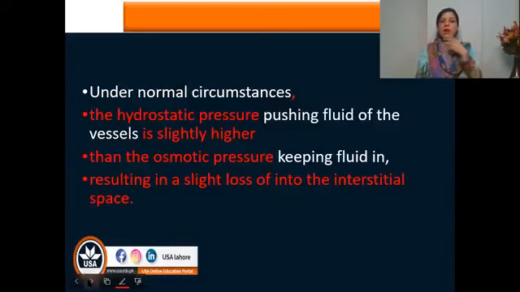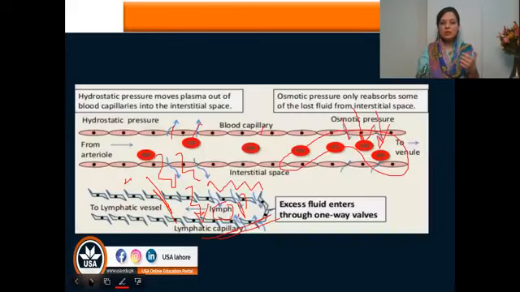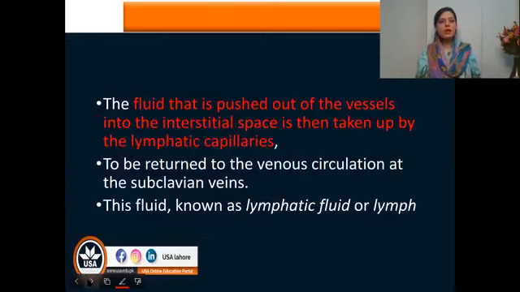So what we said, under normal conditions, the hydrostatic pressure pushing the fluid out of the vessel is slightly high. Then the osmotic pressure keeping the fluid in results in slight loss of fluid in the interstitial spaces. The fluid that is pushed out of the vessel into the interstitial spaces is then taken up by the lymphatic vessels and returned to the venous circulation at the subclavian level. The fluid that moves in the lymphatic vessels is said to be the lymph.